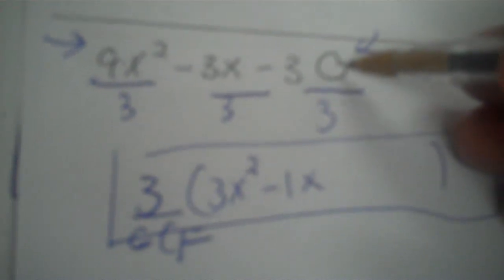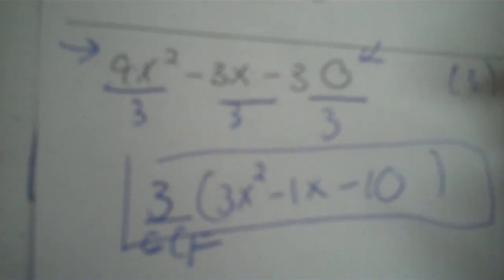9 divided by 3 is 3. Now you're not dividing the x second by anything, it just stays. Negative 3 divided by 3 is negative 1. You're not dividing the x by anything, it stays. Negative 30 divided by 3 is negative 10. So you wrap up the GCF and kick it over here. 3 times negative 10 is negative 30, and that's a mismatch. So it's a positive times a negative, and you got to add the positive and the negative to try to come up to negative 1.